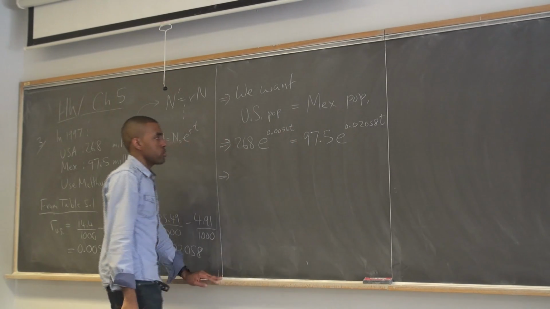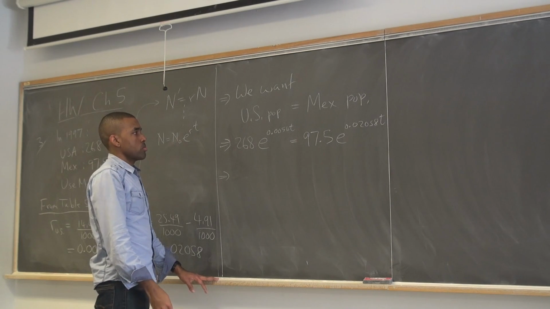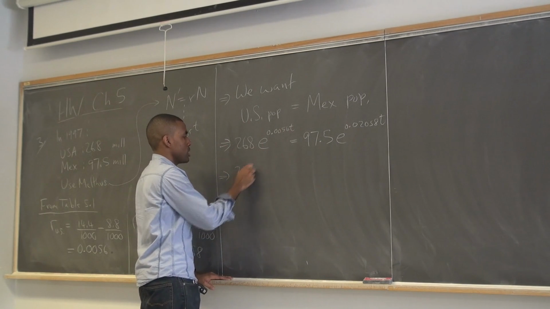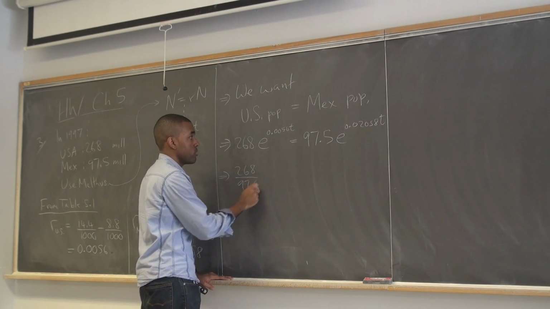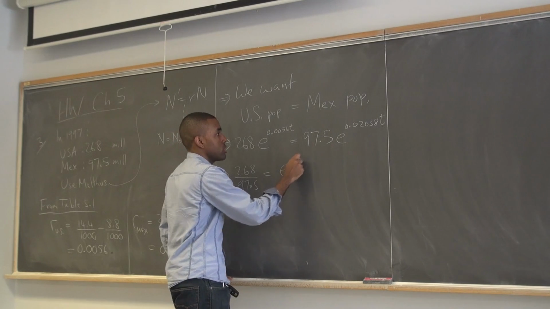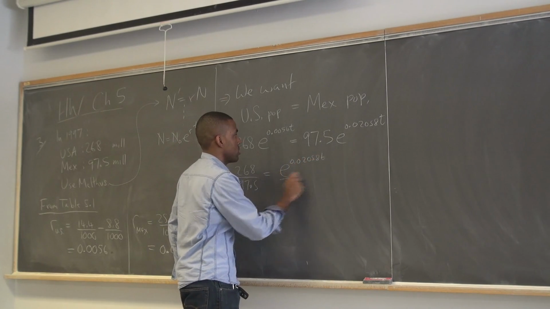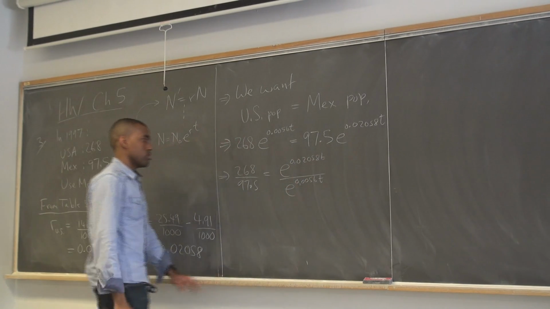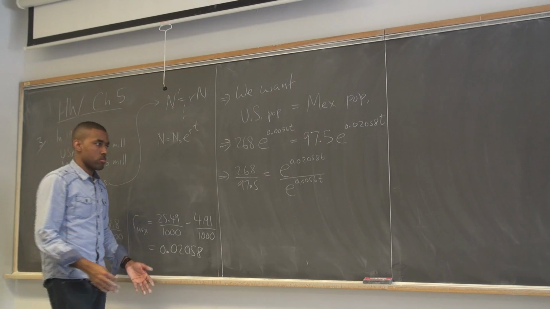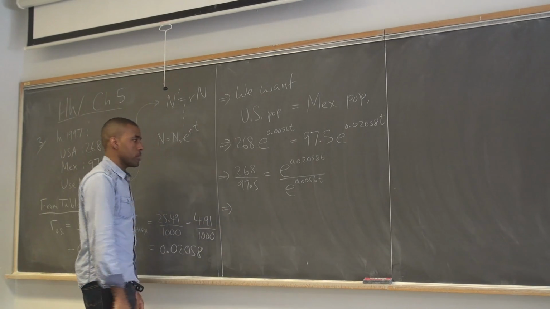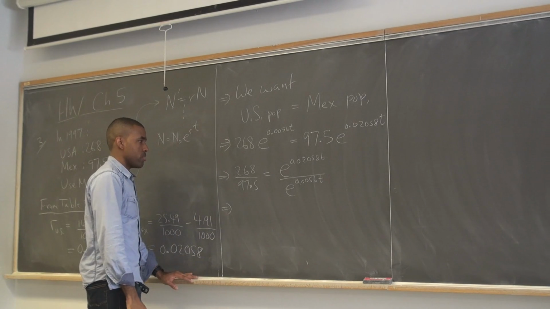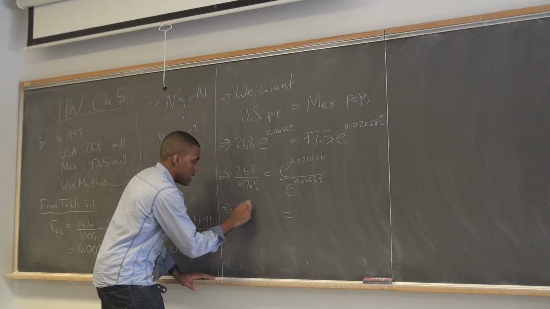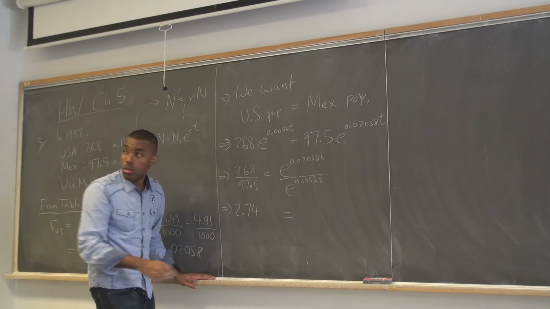Probably the way that I would have done it was to bring all the numbers over on one side, and bring all the e's on the other side. So 268 divided by 97.5 equals e to the 0.02058t over e to the 0.0056t. What you said was correct, but I feel like this would be more natural. 268 divided by 97.5 is what? 2.74.